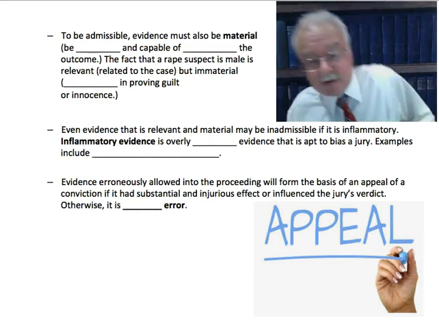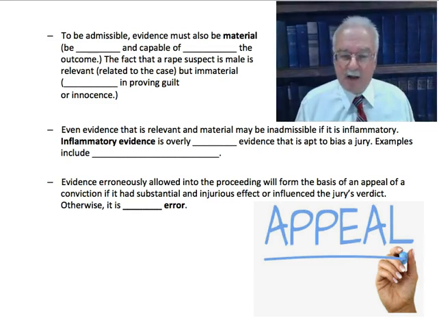To be admissible, evidence must also be material. And by material, we mean it must be powerful and capable of influencing the outcome. The fact that a rape suspect is male is relevant to the case, but immaterial. It's not powerful in proving guilt or innocence just because you're a male.